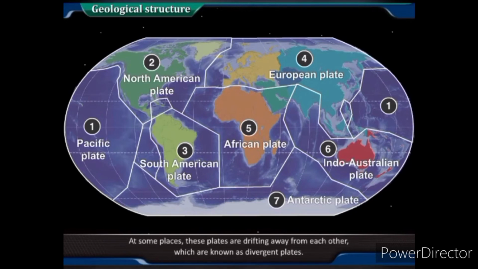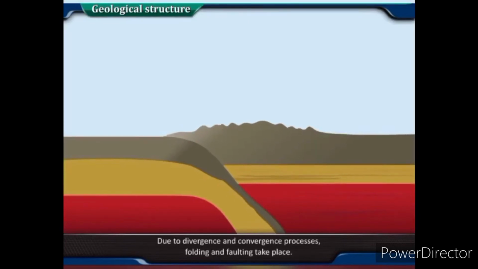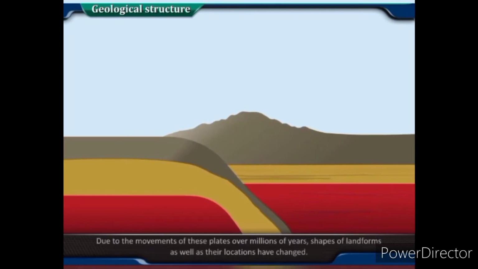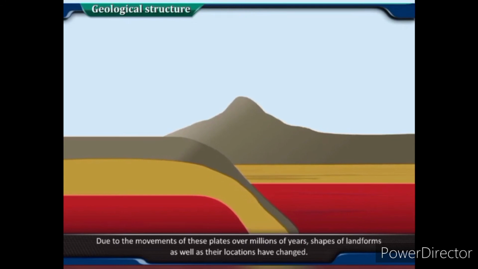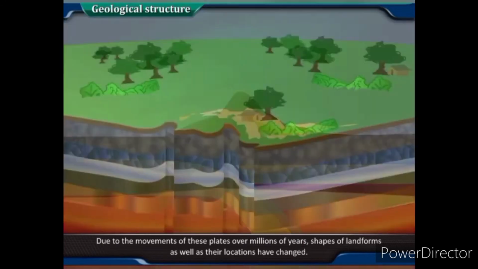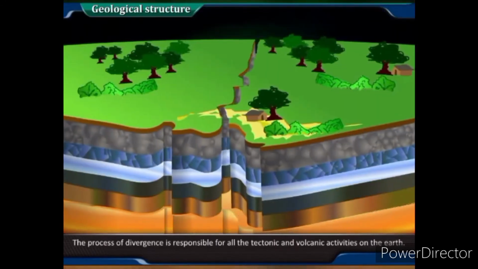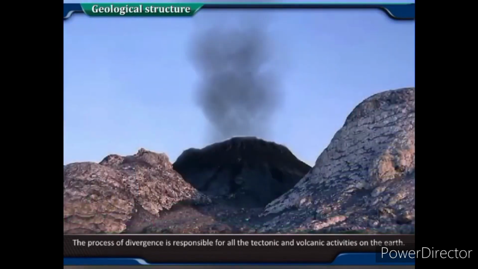At some places, these plates are drifting away from each other, which are known as divergent plates. At some places, these plates come closer to each other, which are known as convergent plates. Due to divergence and convergence processes, folding and faulting take place. Due to the movements of these plates over millions of years, shapes of landforms as well as their locations have changed. The process of divergence is responsible for all the tectonic and volcanic activities on the earth.